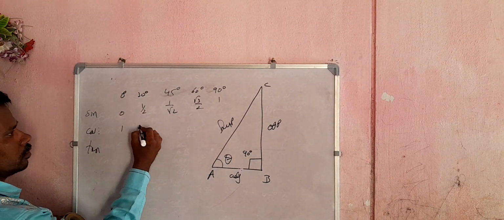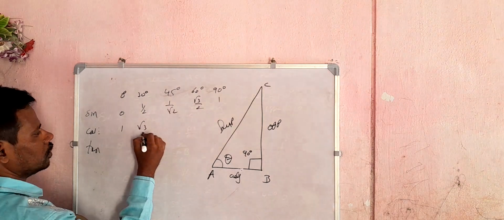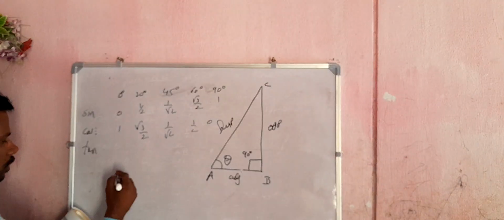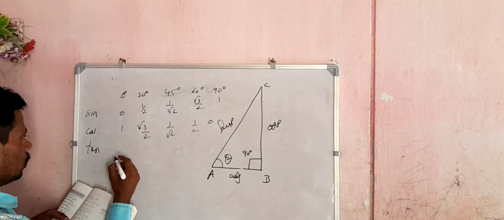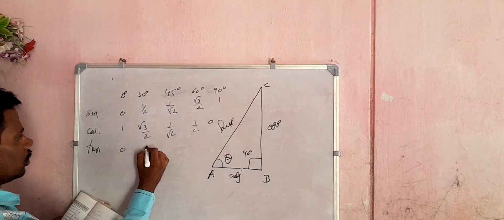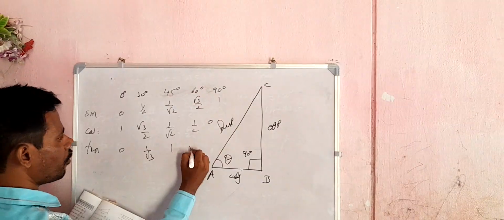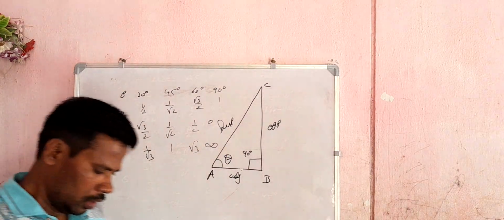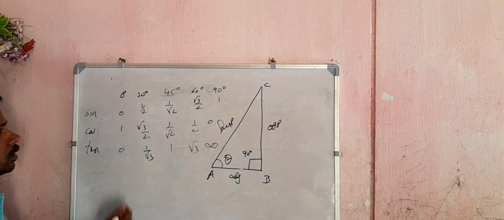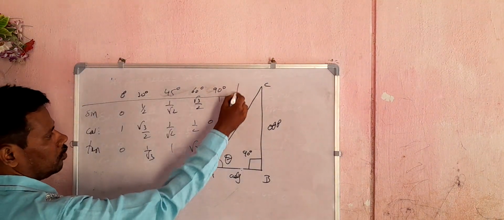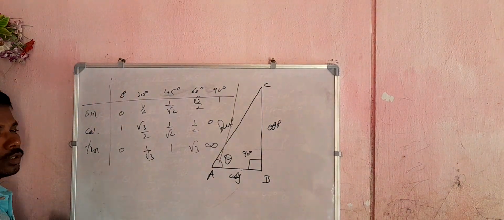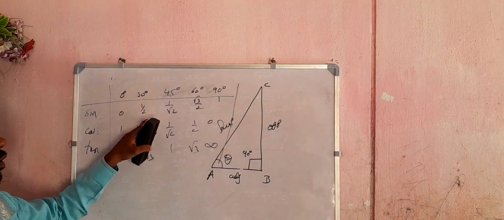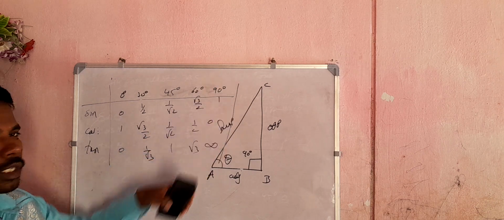Next, cos. Simply reverse this. Tan 30 is nothing but 1 by root 3, and tan 90 is undefined, infinity. So what I am saying is, you need to master this table, and based on this we will be doing some problems. For example, sine 0, what is the value? 0. Sine 30 is 1 by 2, sine 45 is 1 by root 2, sine 60 is root 3 by 2, sine 90 is 1.